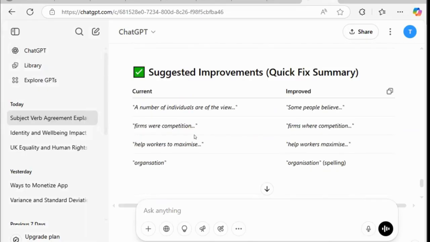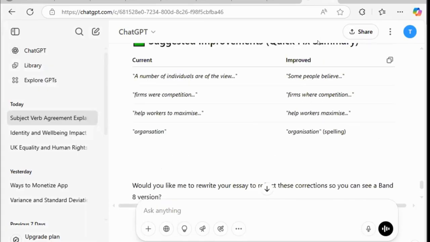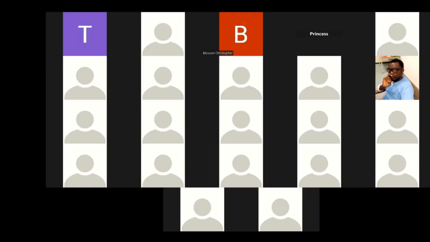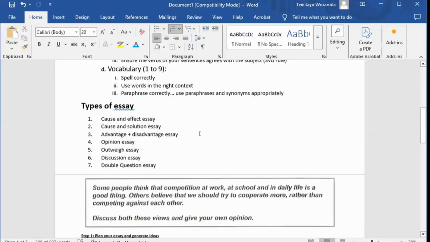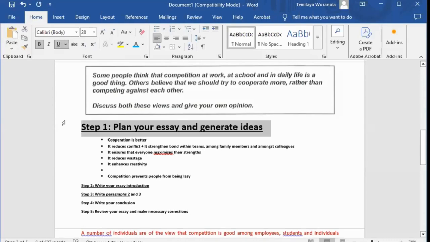Okay, so ladies and gentlemen, I guess I'll wrap it up on that note. I hope you have learned something from this lesson. You have seen how to write good IELTS essays. I showed you the steps. What's step 1 again? Step 1 is to plan your essay and generate ideas. And then what is step 2? Write your essay introduction.